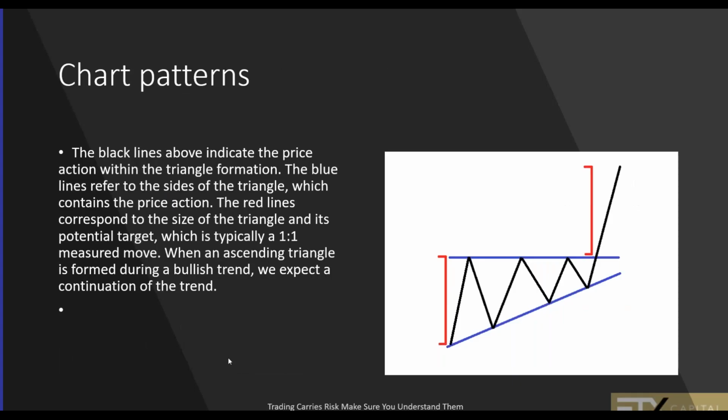Now, in this example, the black lines above indicate the price action within the triangle formation. The blue line refers to the side of the triangle, which is the support and resistance lines, and the red lines correspond to the size of the triangle and its potential target. This potential target is usually a one-to-one measured move. When an ascending triangle is formed during a bullish trend, we expect a continuation pattern trend.